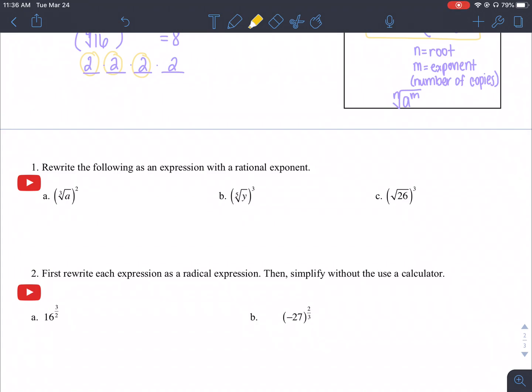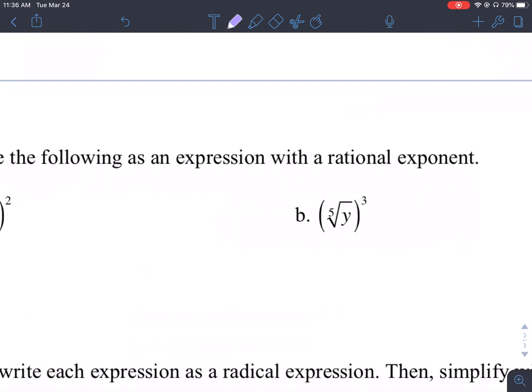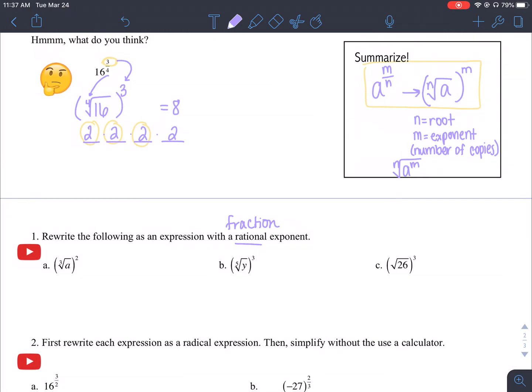So it helps us practice to rewrite in both forms. So this one says rewrite the following as an expression with a rational exponent. Rational exponent just means fraction. So let's write it as a fraction exponent.